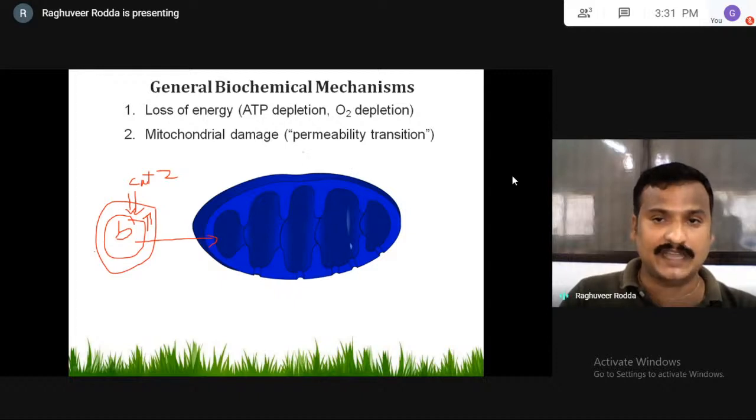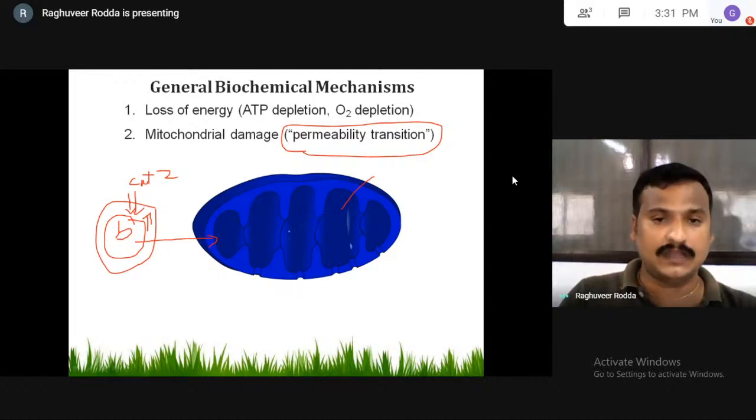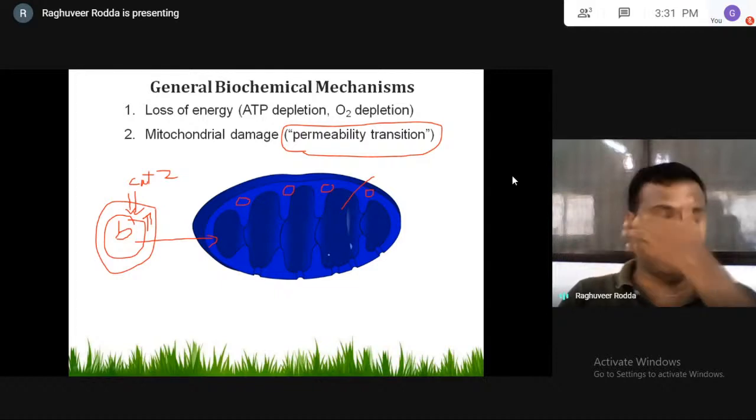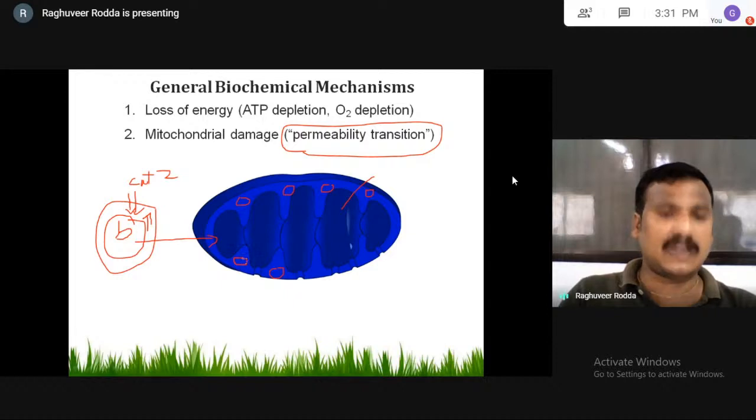This is called permeability transition, and this permeability transition will cause damage of the mitochondria. So you see, at the end of this particular stage, there is a presence of vacuoles, which consist of chromosomal material. Chromosomal materials are the clumped chromatins.